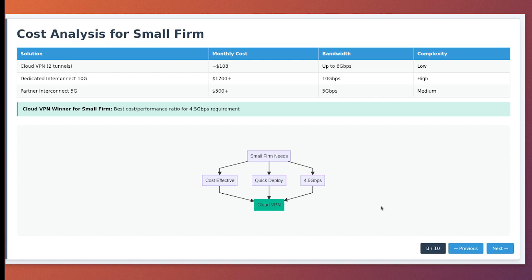Best practices for this setup include using IKEv2 for better performance, configuring both tunnels for active-active ECMP routing, monitoring tunnel utilization to ensure traffic is balanced, setting up Cloud Monitoring alerts for tunnel failures, and documenting the BGP configuration for troubleshooting. Remember that while we need 2 tunnels for bandwidth, having exactly 2 also provides redundancy. If one tunnel fails, you still have 3 gigabits per second of capacity while you troubleshoot.